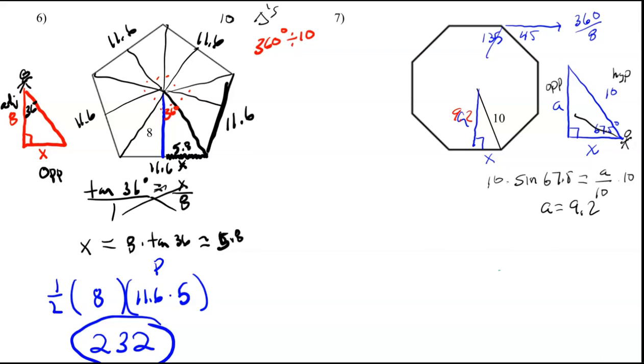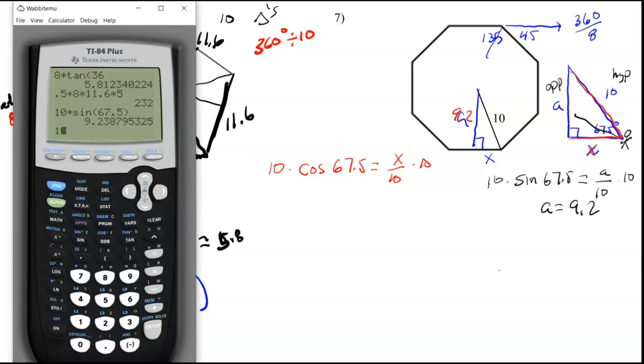And now to find X, I'm going to play the same game. To find X, this is the adjacent and hypotenuse, so I'm going to do cosine. The cosine of 67.5 is adjacent over hypotenuse. Multiply both sides by 10, and let's pull that one up: 10 cos 67.5.